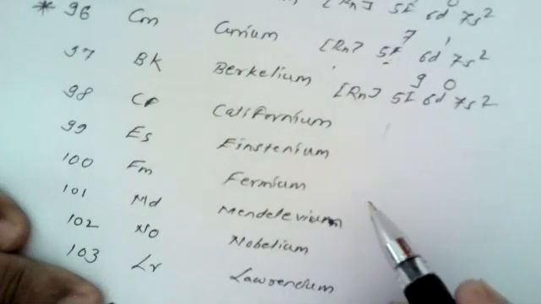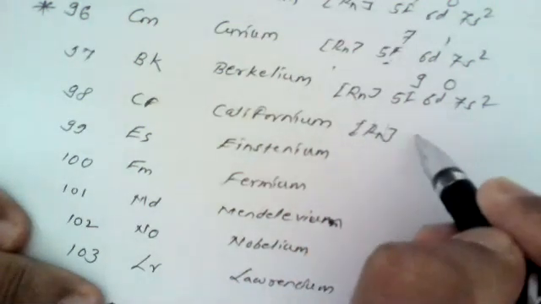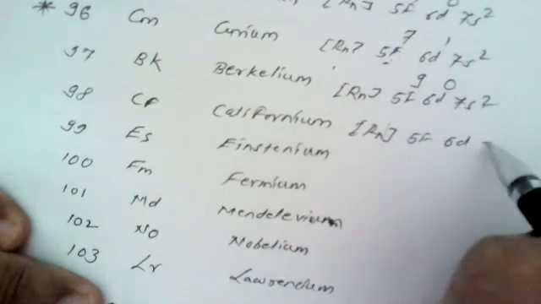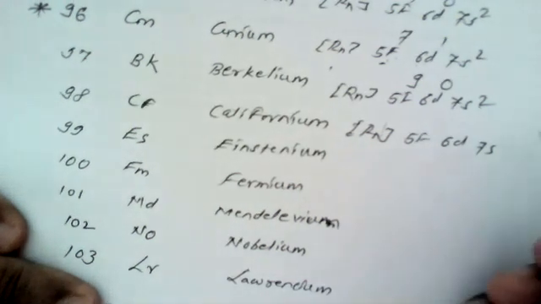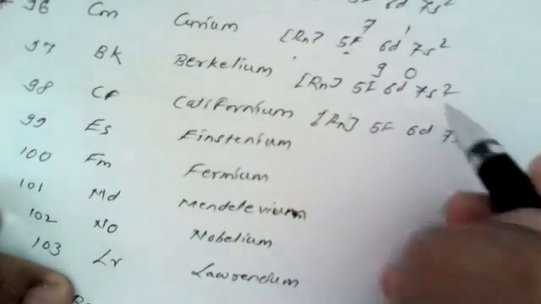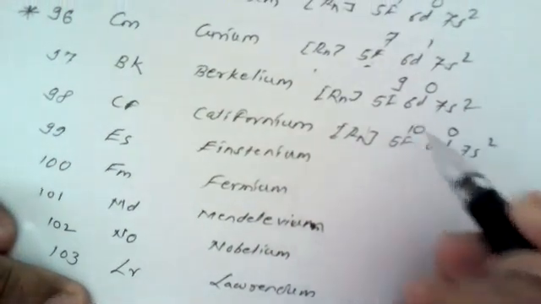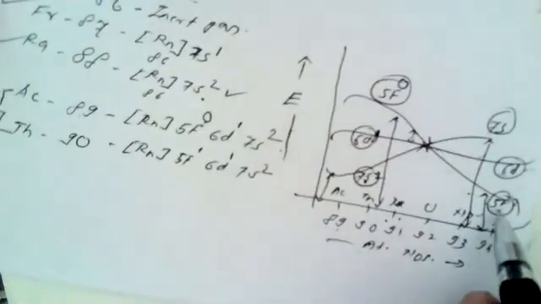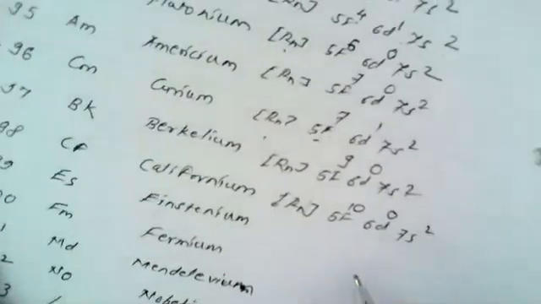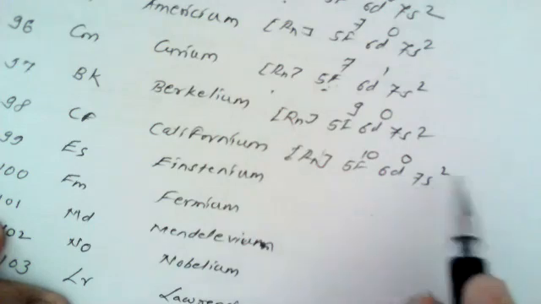So berkelium 5f9, 6d0, 7s2. Now come to californium, radon 5f 6d 7s. Right? Californium, radon 5f 6d 7s. No question about 7s. 6d0 as usual, and whatever electrons are left, those are to be added in 5f. So here all the 10 electrons occupy the 5f orbital. So californium, atomic number 98, 5f10, 6d0 and 7s2.